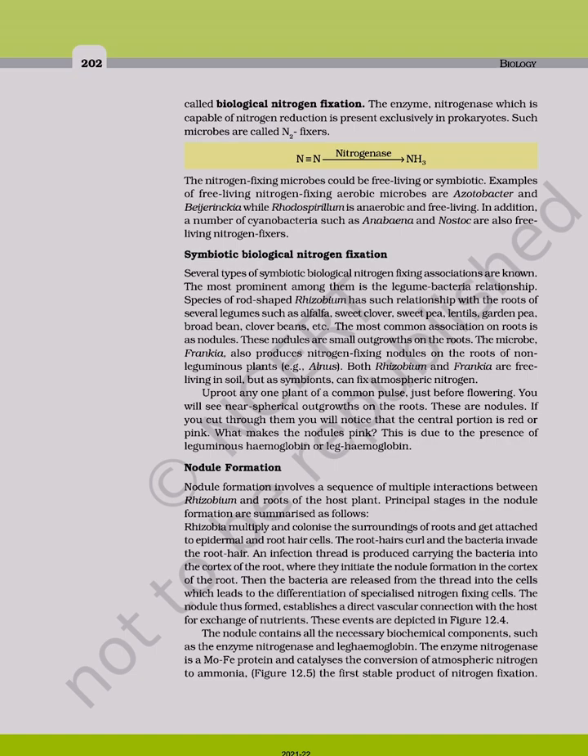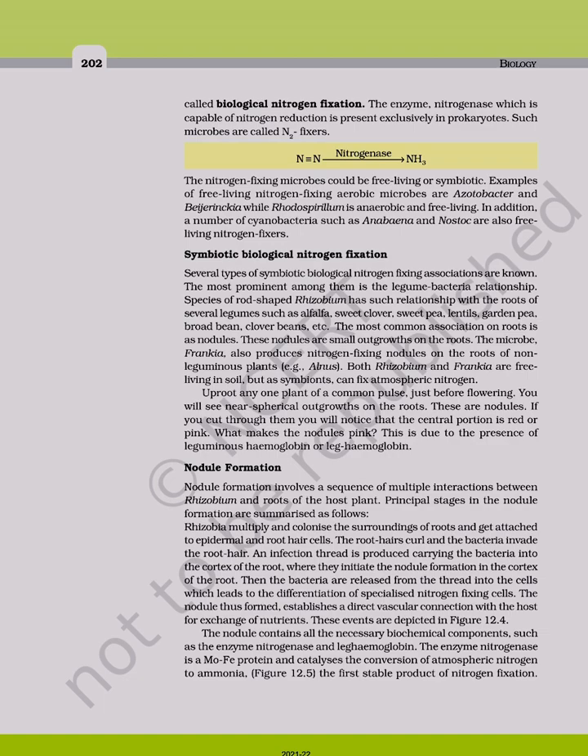Uproot any one plant of a common pulse just before flowering. You will see near spherical outgrowths on the roots. These are nodules. If you cut through them, you will notice that the central portion is red or pink. What makes the nodules pink? This is due to the presence of leguminous hemoglobin or leg hemoglobin.